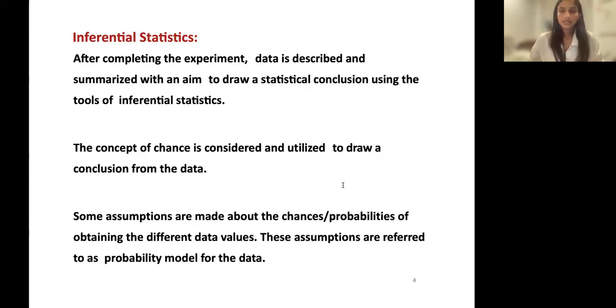So whatever we are going to understand, there'll always be a chance that we may be wrong. Whenever we're trying to use the tools of inferential statistics, the concept of chance is considered and utilized to draw a conclusion from the data. So we always say that there are chances for this to happen and that to happen. Like we said with the cloud example, if the clouds are gray, then you might be inferring that there might be rain. The chances of rain are very high. But that might be wrong as well.